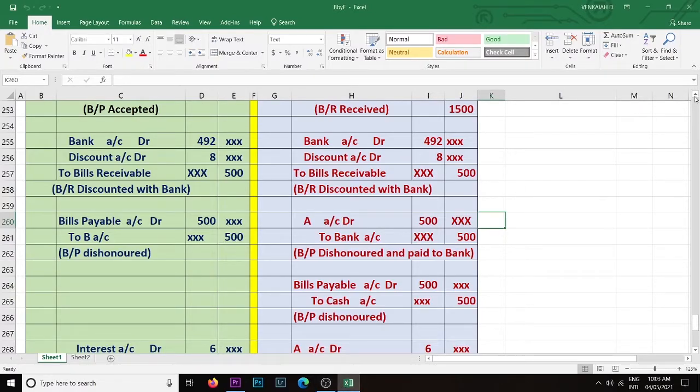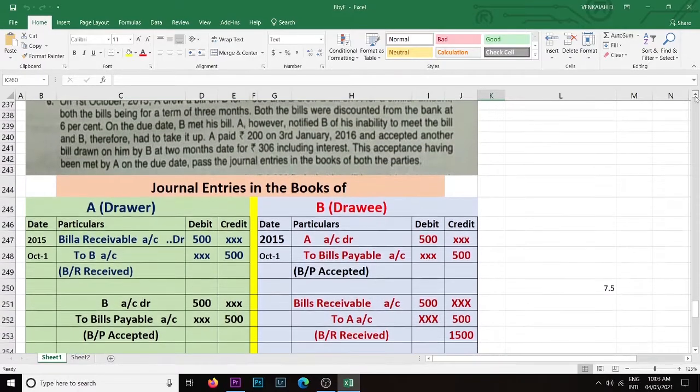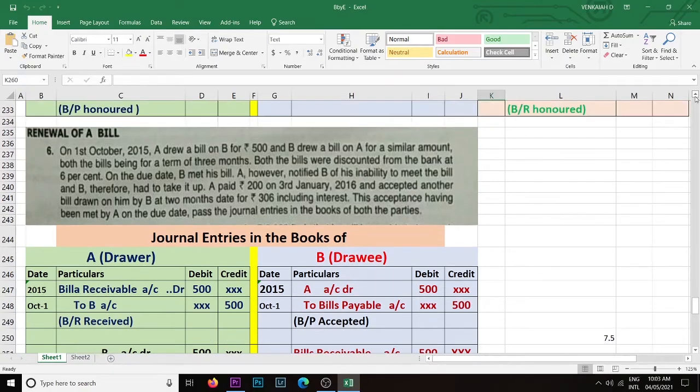Okay, so problem number, today we discuss problem number 6, renewal of bills. The meaning of renewal of bill is the drawee who has to pay the money is unable to pay the money on the due date. He approaches the drawer and asks him to renew the bill with interest and by paying some amount.